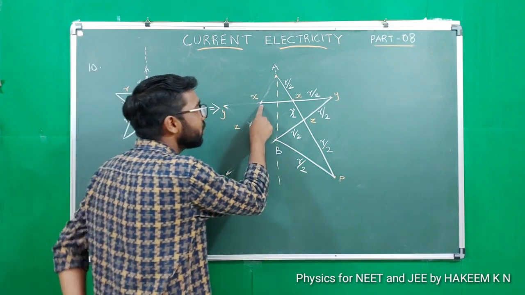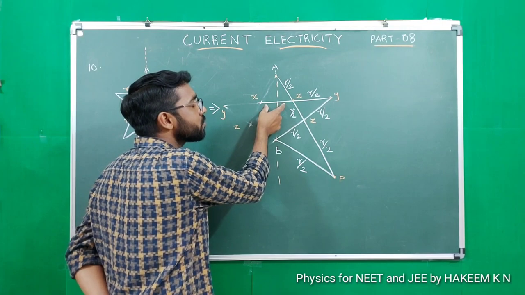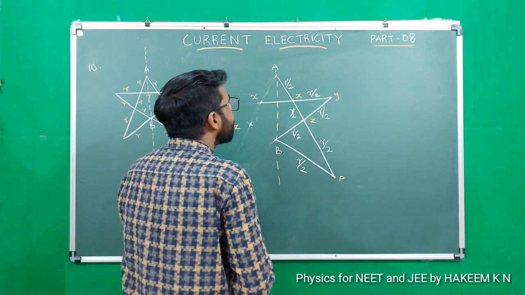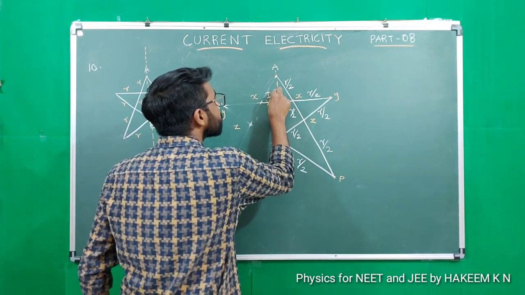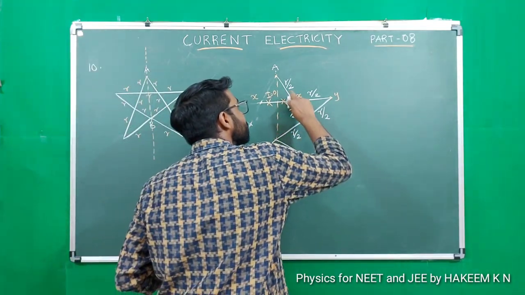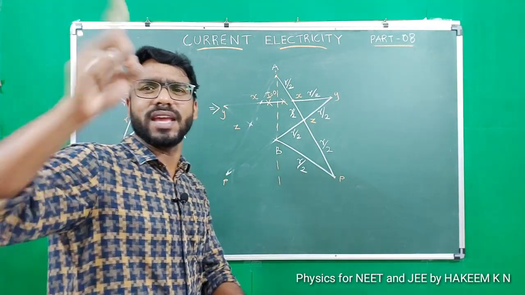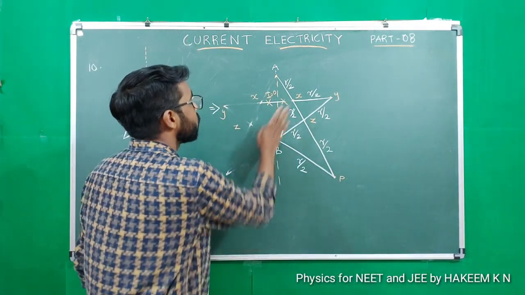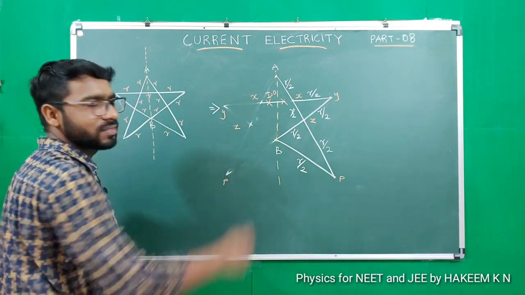And here is one arm, right? This arm, ends of this arm are connected to the same point. So no current in that arm, so no need of thinking about that arm, so we can cancel out this arm also. If both ends of a wire are connected to the same point, there is the same potential, no potential difference, so no current, so we can't consider this.